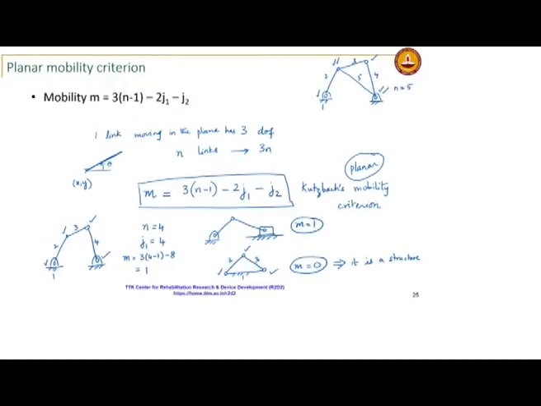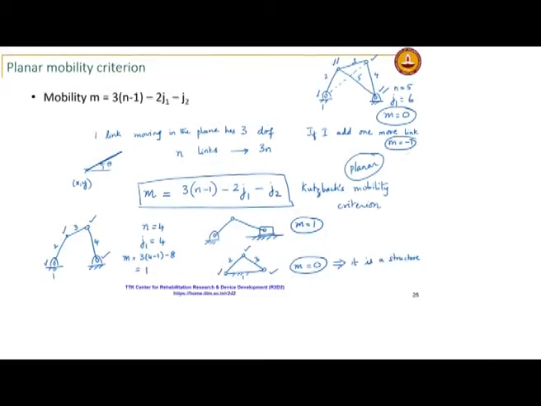So, if you have p links meeting at a single joint, you would count p minus 1 joints there. Okay. So, you have to make sure that you get the right amount of joints. So, J1 is 1, 2, 3, 4, 5, 6 and you get mobility equal to 0. If I add one more link, I will actually get mobility equal to minus 1. So, say I add another link like this, I will get mobility is minus 1.